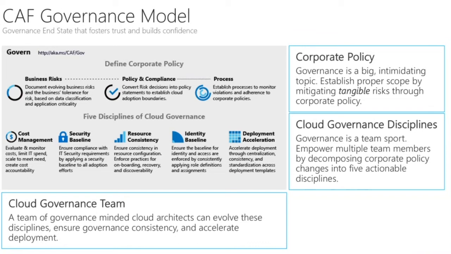On this screen there are overarching functions that people do. They classify and mitigate their business risk, policy compliance, and processes. But there are five main disciplines of cloud governance: cost control, which is all about cost; security baselines, which is how you ensure compliance and security baseline, and this is very important for CIOs to sleep peacefully at night. Then resource consistency is about configuration data, so how you maintain consistent configuration and make sure that nobody's changing it. Then you have identity baseline, and finally deployment acceleration like DevOps. So these are the five governance disciplines in Azure.